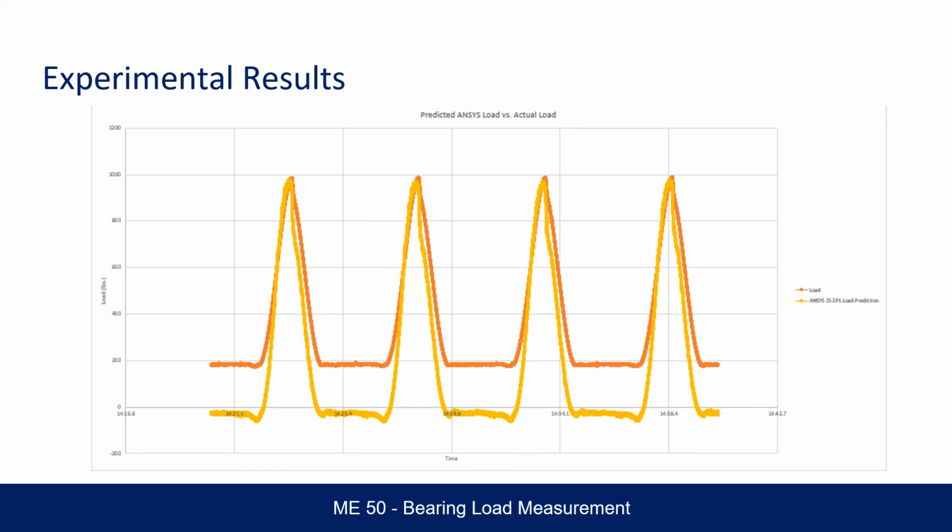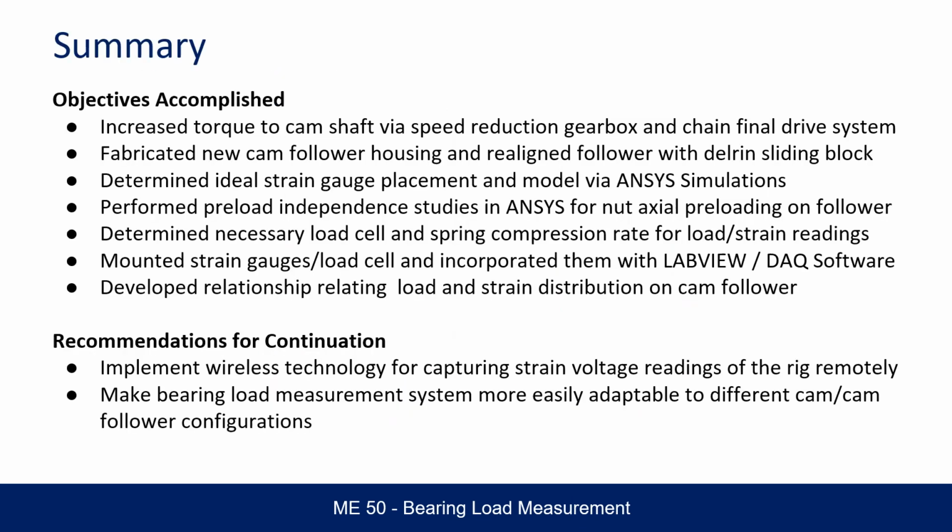In yellow, the strain gauge reads 0 on the base circle of the cam. This is why the lower value is at 0. However, the max load generated is still the same as the predicted load. Therefore, we accomplished our objective in determining that an accurate load estimation can be found using only a strain gauge on the body of the cam follower.